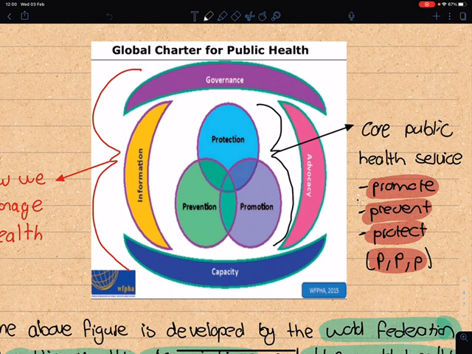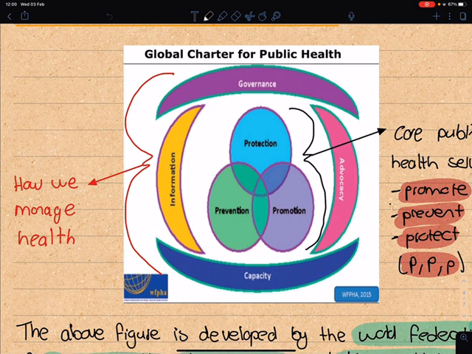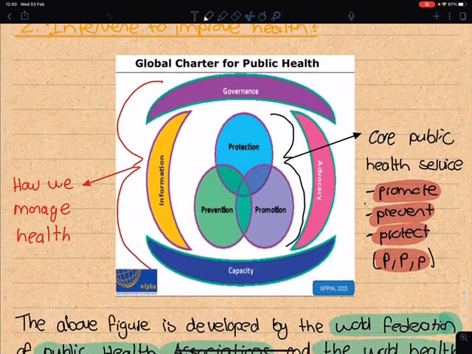Then the outside 4 sectors are how we manage health, how population health is obtained or maintained. It is through governance, information, capacity, and advocacy. So once again, it's governance, information, capacity, and advocacy. Those are the 4 that manage health. As we know, population health is multidisciplinary. So these 4 are responsible for population health.